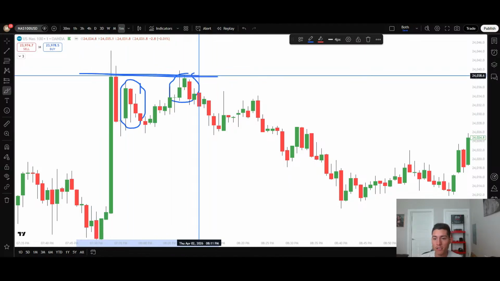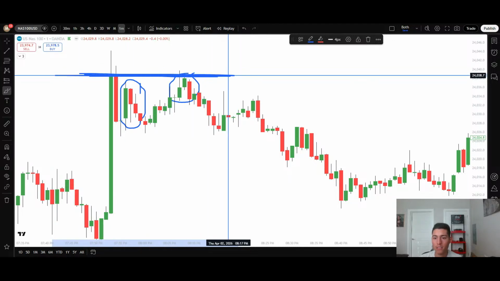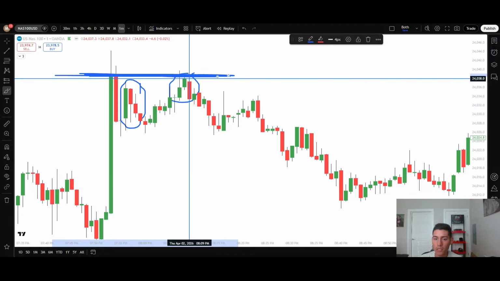This right here is the imaginary line. If it breaks, then you're done. It did not break, so that keeps you in. We'll get more into that later.